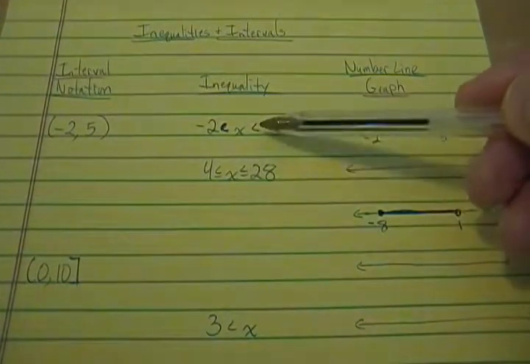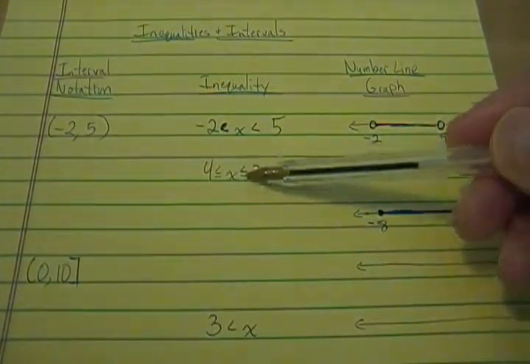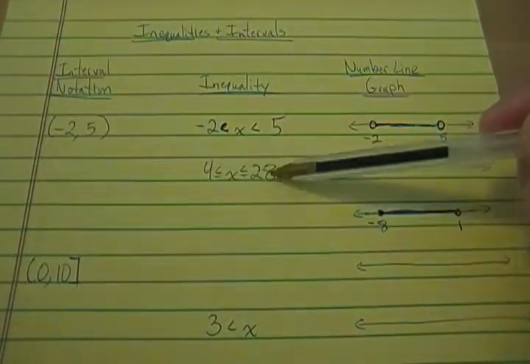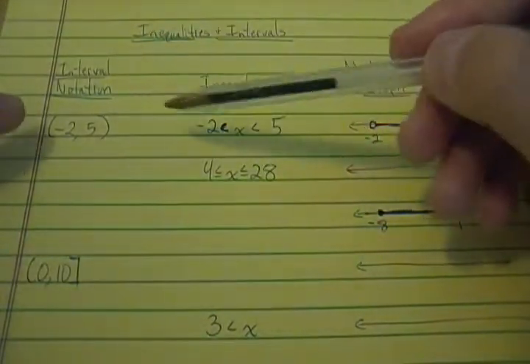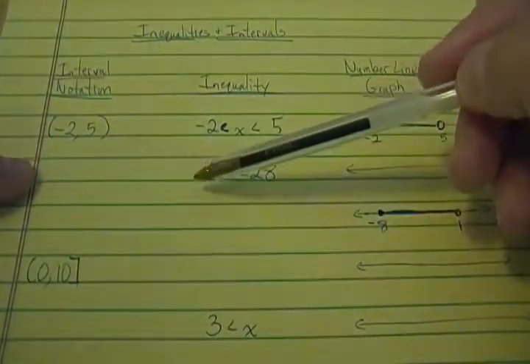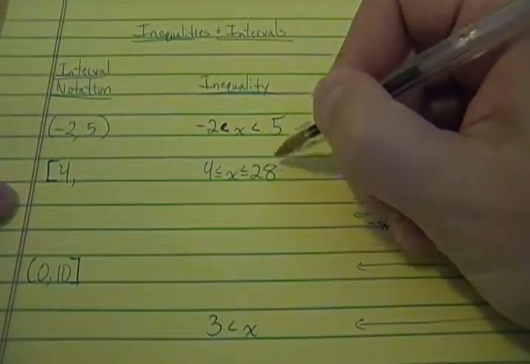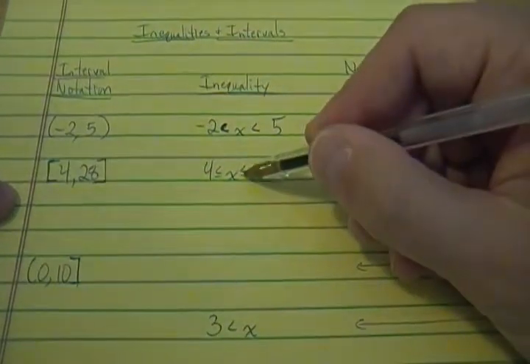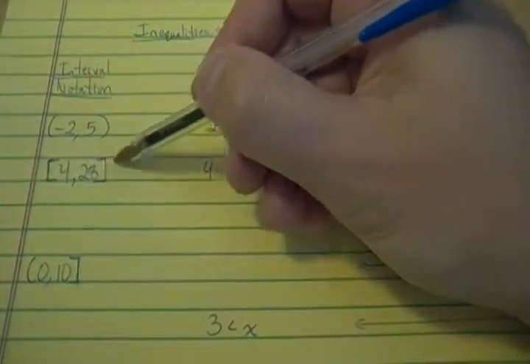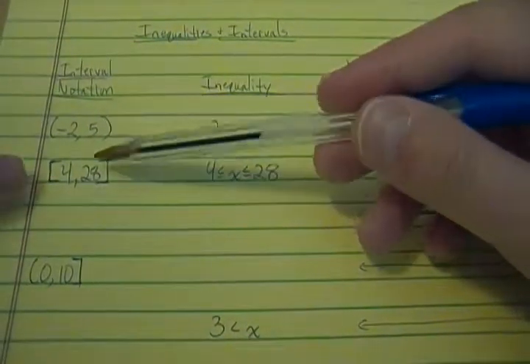Now notice how this inequality is different from the one up here. The one we did before was just less than symbols. The one down here has less than or equal to symbols, which means these endpoints, the 4 and the 28, are both included in our interval. So the symbol we use for interval notation when the endpoints are included is not the parentheses, but the square bracket. So it's square bracket 4, comma, and then our upper number here is 28. And since 28 is also included because x could equal 28, we use the square bracket on the 28 as well. So that's the difference between these two with the parentheses and the brackets.